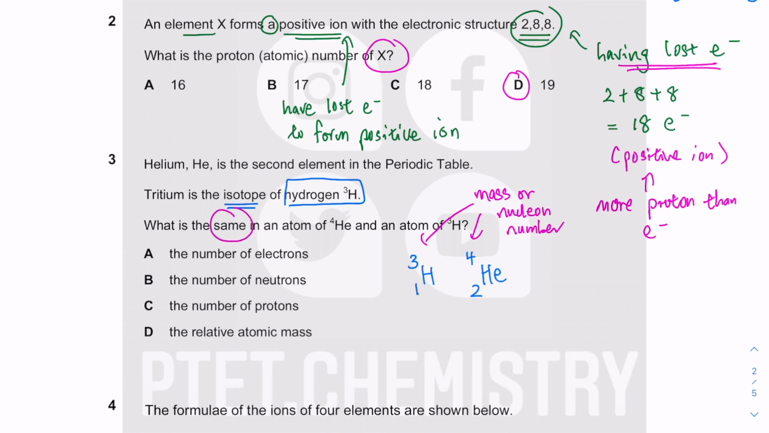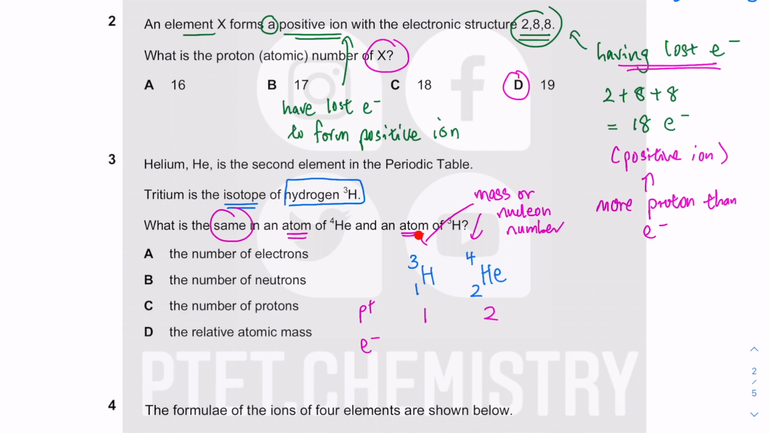So what is the same? Well, I work out the number of protons first. There is 1 proton and 2 protons. Because these are the identity of the element, they follow the proton number. Proton number 1, only 1 proton. Element number 2, proton number 2, 2 protons, okay? Then we look at the electrons. We are looking at atom and atom.